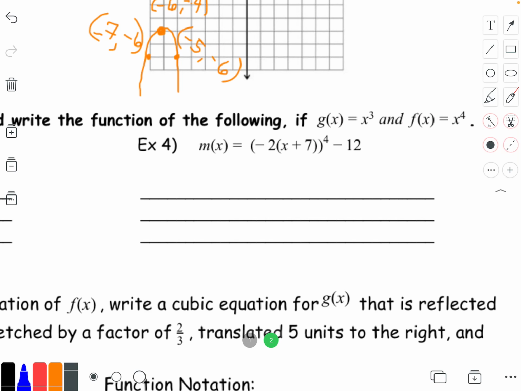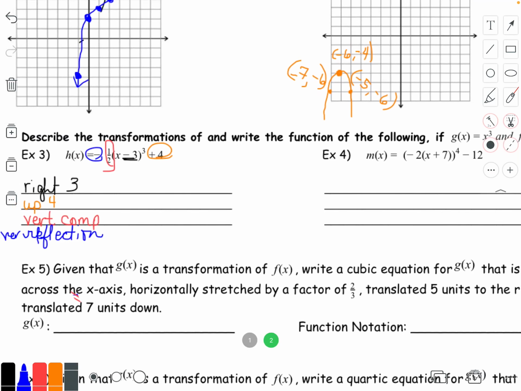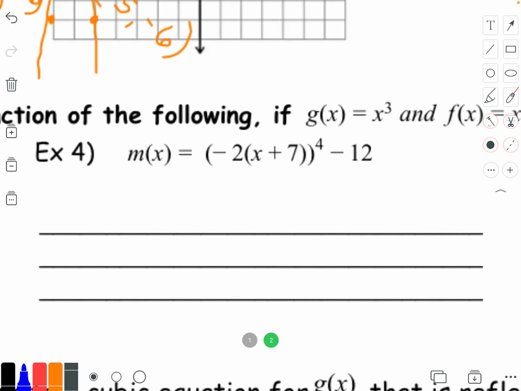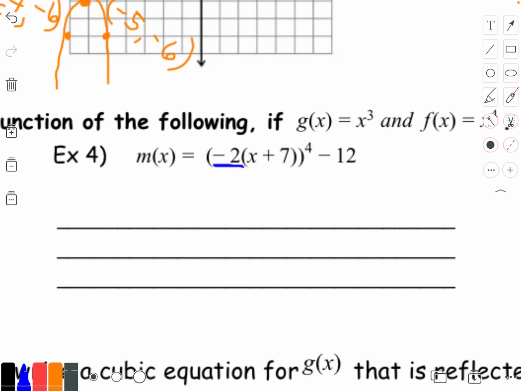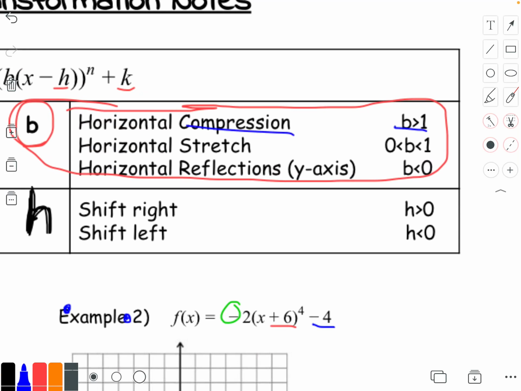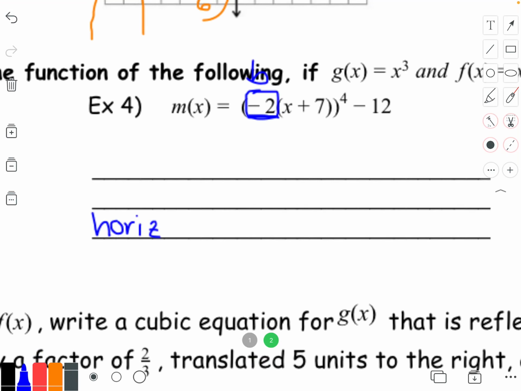Now, notice how example 3 and example 4 look different. What you'll notice is that this -2 right here is actually inside of the parentheses. So that's actually that B value we talked about. And so that is actually going to be a horizontal stretch. No, that's a compression, horizontal compression. Let me double check because I don't work with them very often. Greater than 1, compression, perfect. So that is a horizontal compression and reflection.